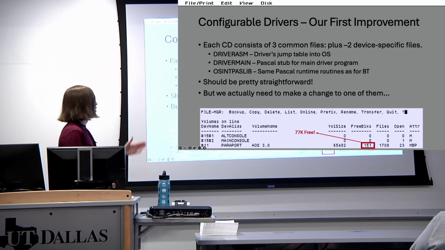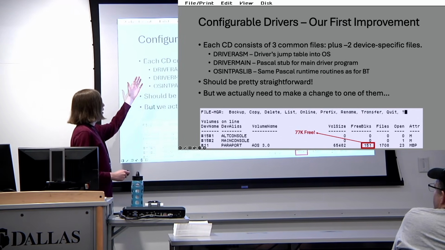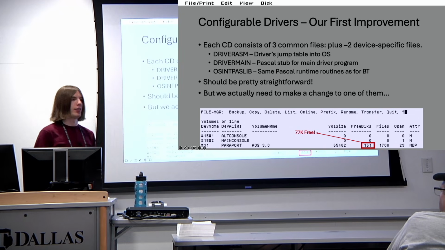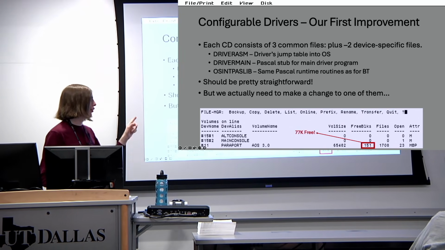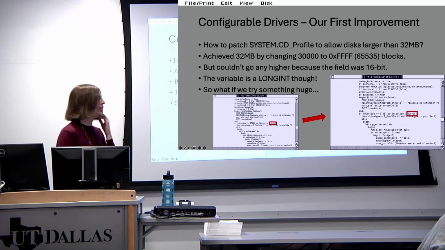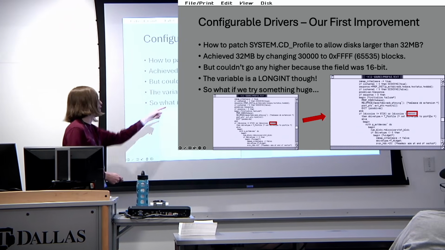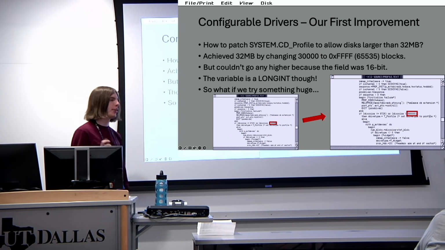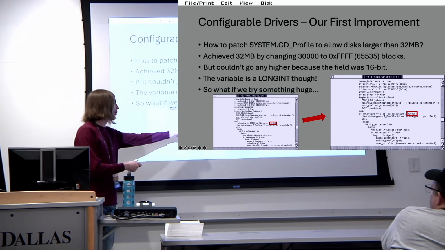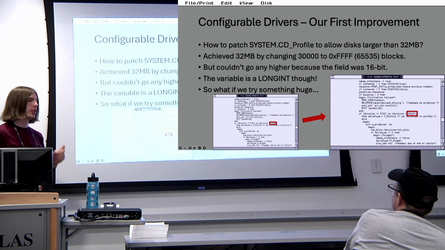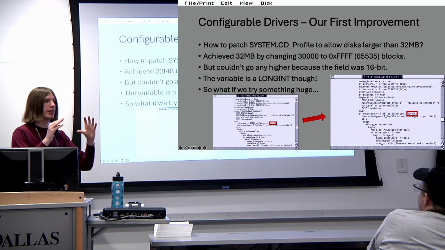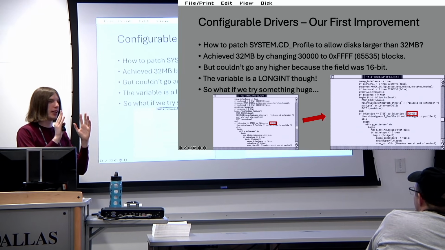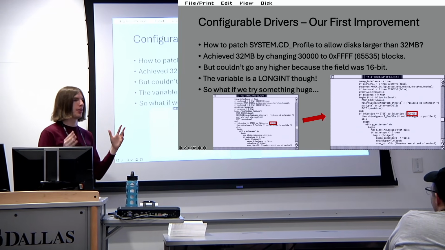Each configurable driver consists of these 3 common files, and it also consists of 1 or 2 device-specific files. And we're going to need to change one of those device-specific files for the profile. That is going to be system, I think it's source/profile it's called. Sorry, I forgot what it was called for a second. This is that same file Will talked about at the beginning with the 9728 and the 30,000. And when we patched it earlier, since we were just patching the binary, that was only a 16-bit field. So the biggest number we could put in there was FFFF to maximize our hard disk capacity to 32 megs.